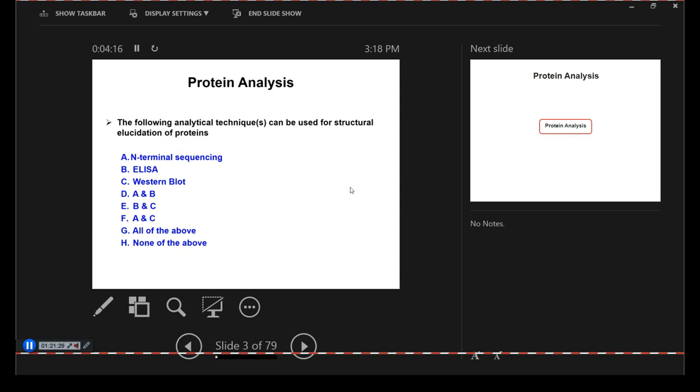ELISA and Western blot are immunoassays for identification, for detection of the presence of a protein. You can also use them to quantitate as well. But when we say structure, it has to do with composition, sequence, molecular size, and secondary structure. Can ELISA tell you the structure if it shows that it's present? Like, it's bound to this, which means the structure is present. Well, we don't know which structure, though. It doesn't give you the identity.